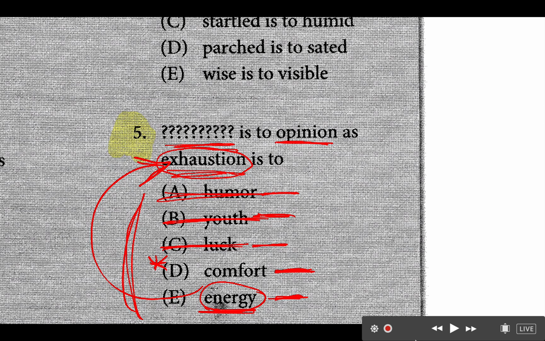So you could say exhaustion is a state when you don't have any more energy. Well, can I think of something that is a state when you don't have any more opinion? Yeah, I mean, you could say indifference or unbiased or something like that. So if you lack an opinion, you would be indifferent or unbiased, or disinterested is a fancy word. So definitely energy seems to work. I can't think of any reason why I would choose comfort instead.